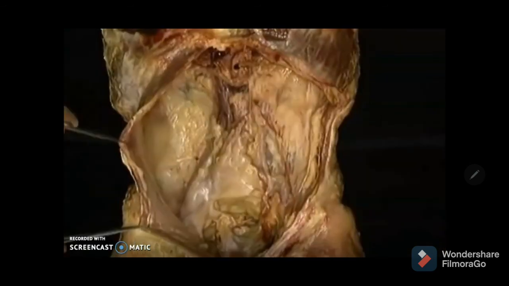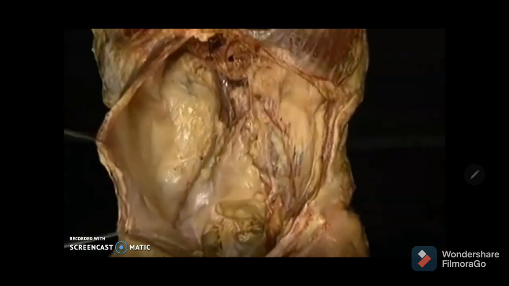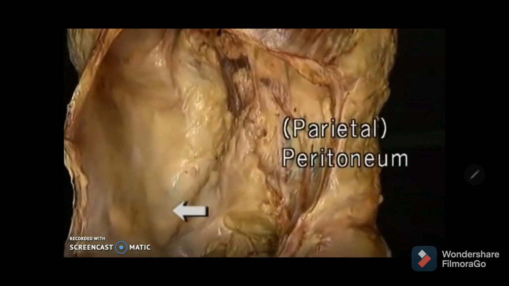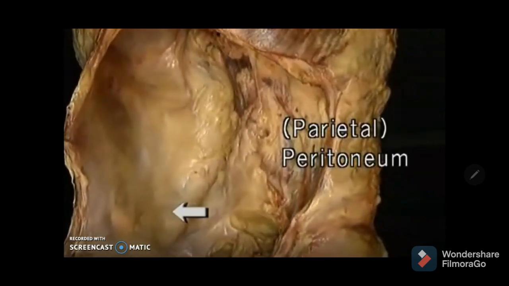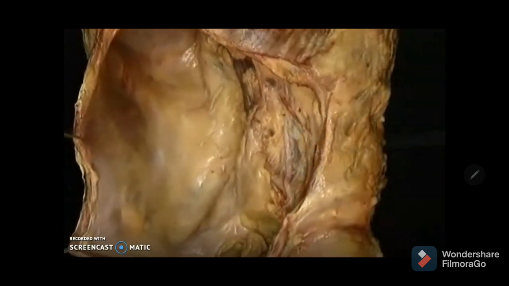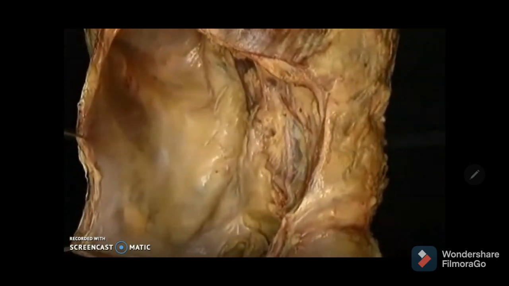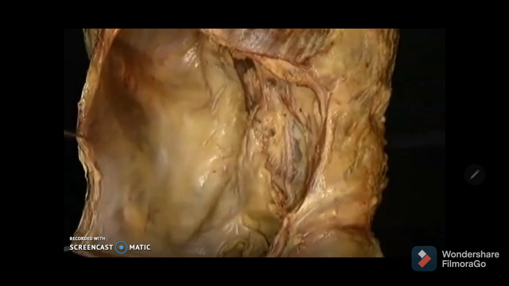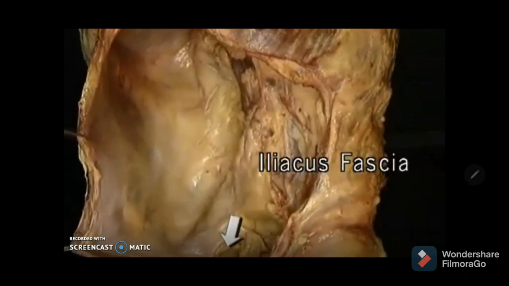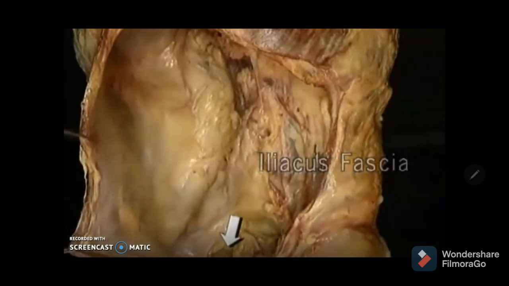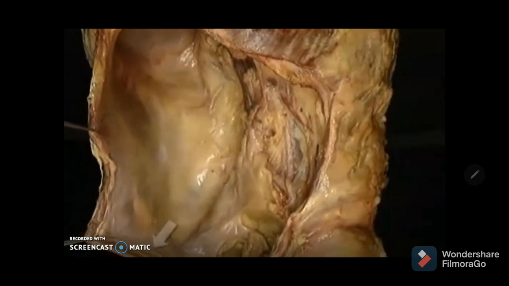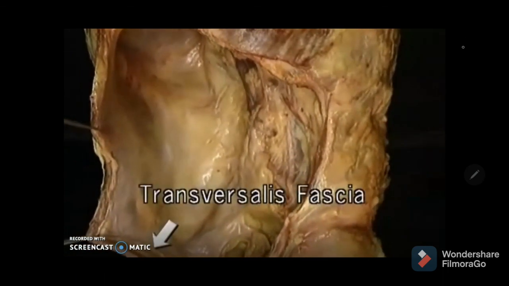You can see now you are seeing the deeper layers. That is the parietal peritoneum, what you are noticing there. And here you can notice the fascia iliaca, the fascia of the posterior abdominal wall, and here you can see that is transversalis fascia.